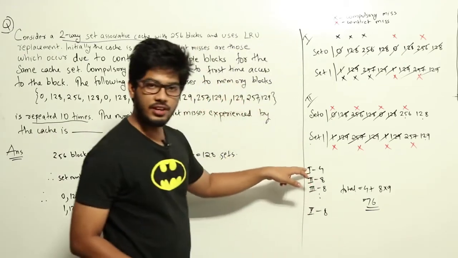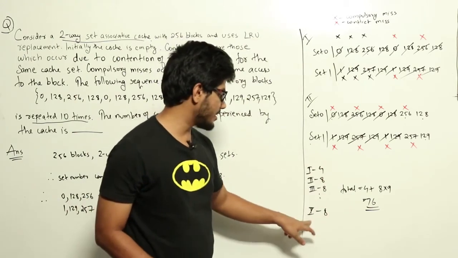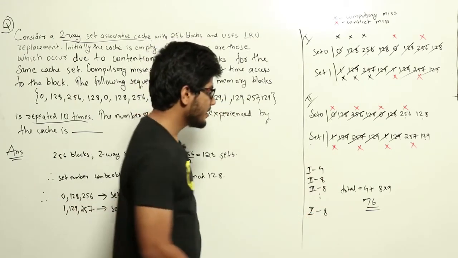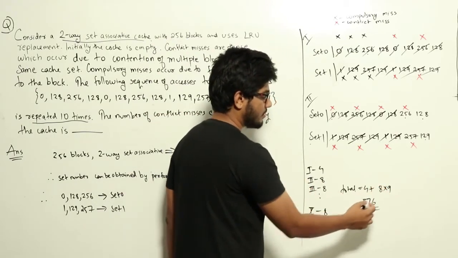So iteration 1 will give us 4 conflict misses, iteration 2 will give us 8 conflict misses, up to iteration 10 which will give us 8 conflict misses. So the total is 4 plus 8 into 9 iterations, that is total 76.